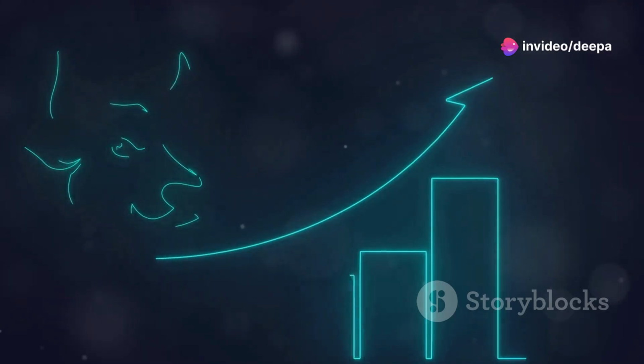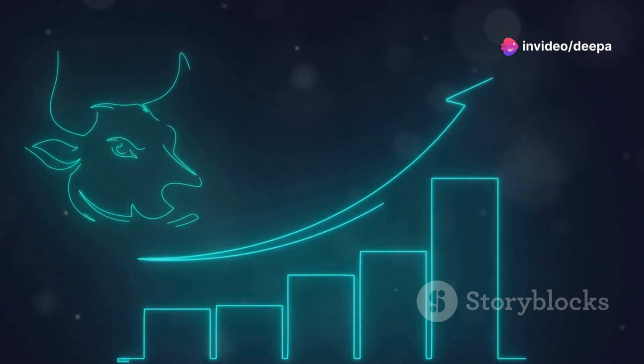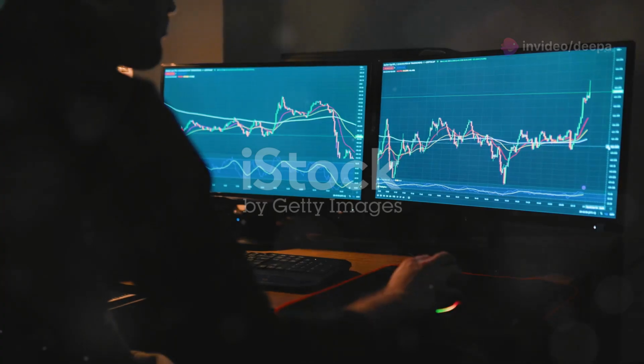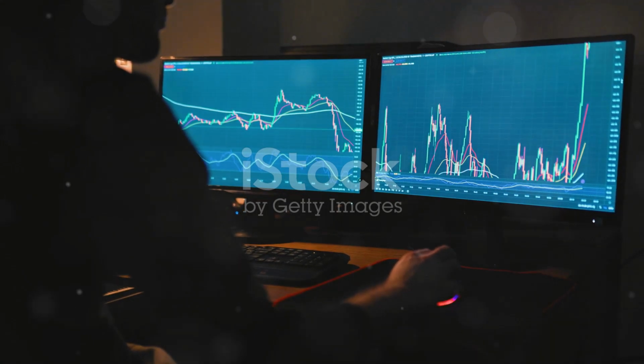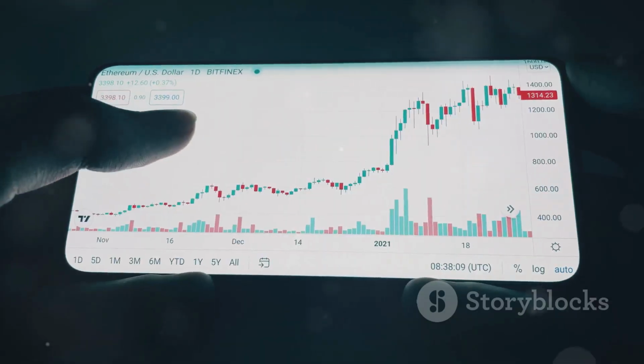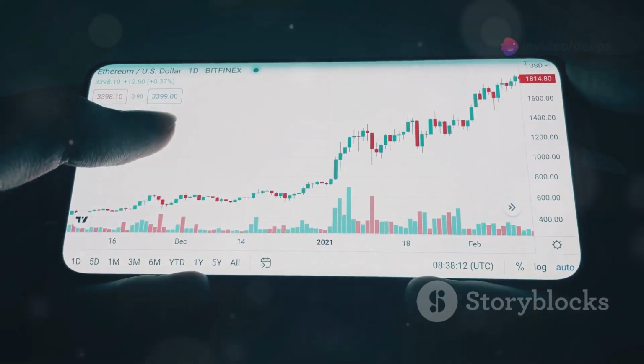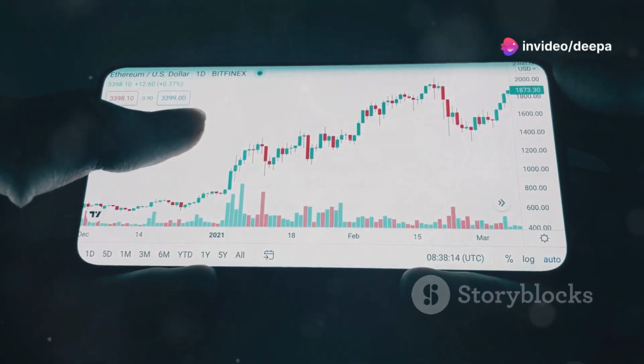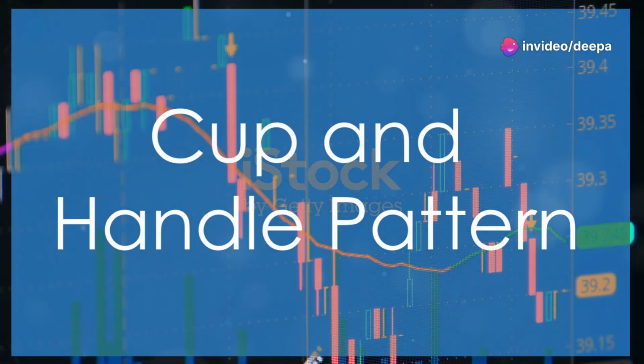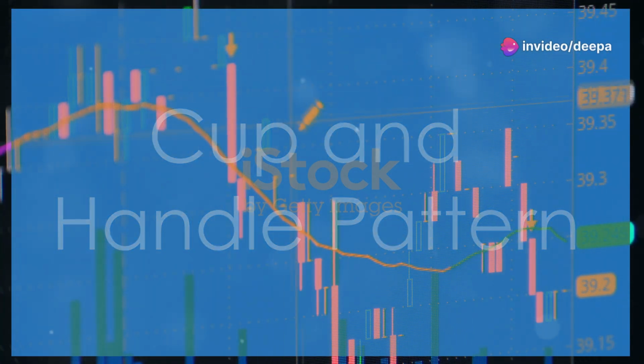Let's dive deeper into each of these bullish patterns in the stock market, along with their formation process, technical implications, and what they signal about market behavior. These patterns are often used by technical analysts to predict potential upward price movements. First up, the cup and handle pattern.